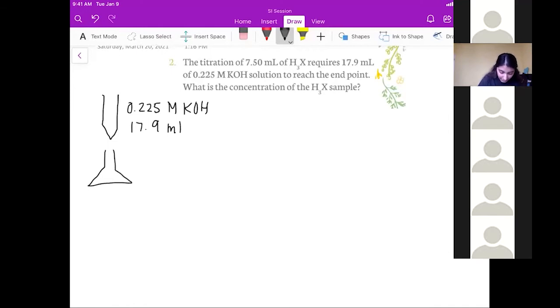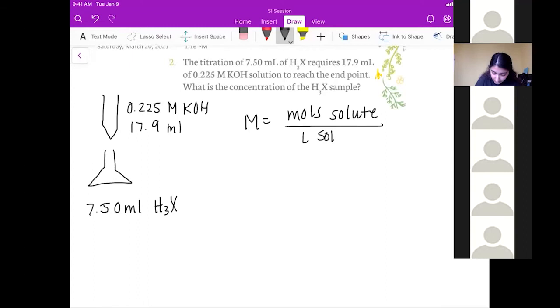And so we know we have 7.50 milliliters of an unknown acid, and we're trying to find the concentration of H3X. So we'll start with first getting the molarity formula. We talked about it in the last problem, which is just moles solute over liters of solution. So what can we fill out in this equation so far with the known numbers that were given so far?